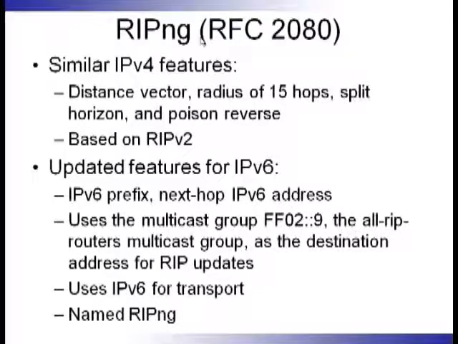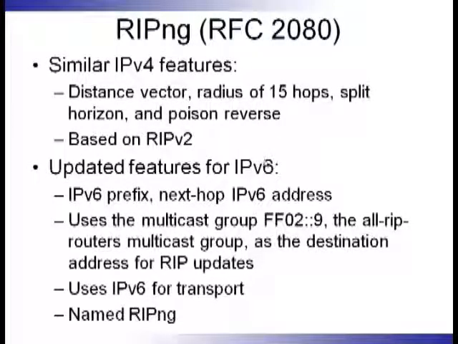So now, RIP Next Generation. Similar to IP version 4, it's distance vector, radius of 15 hops, split horizon, poison reverse, based on RIP version 2, but unlike RIP version 2, doesn't suck as bad. Updated features for IPv6. We use the prefix and next hop address. We use the multicast group. Remember, we use 224.0.0.9, so this is the link local FF02::9, so it'd be all zeros 9. And uses IPv6 for transport.